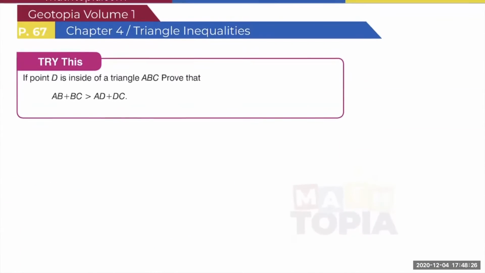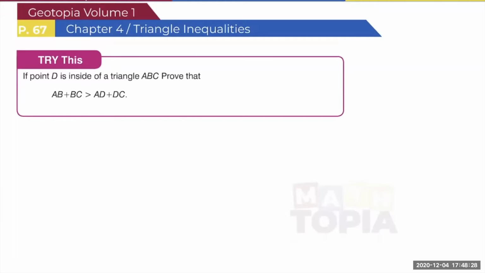We have chapter 4, page 67. This time, our try this activity is a proof. Let's visualize the situation, Andrew, first.